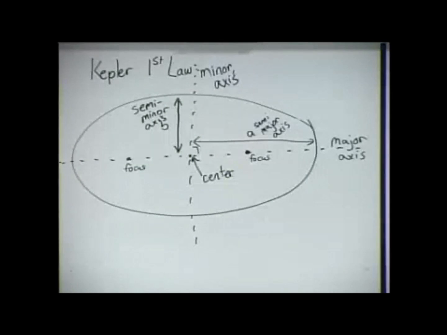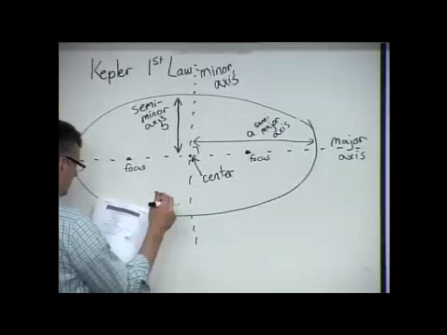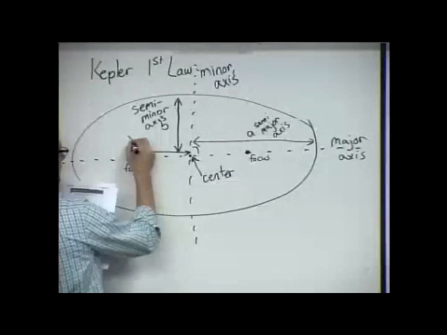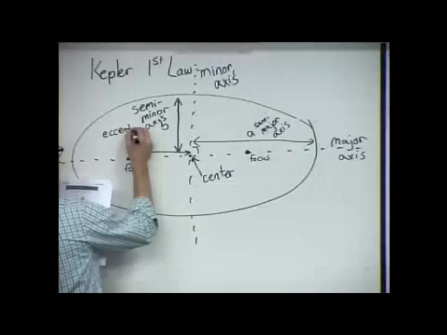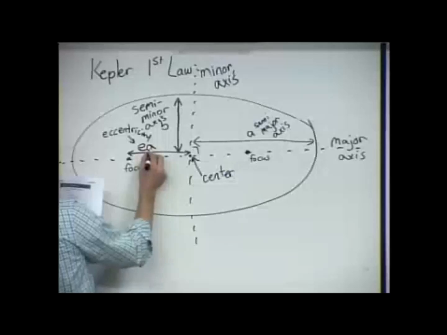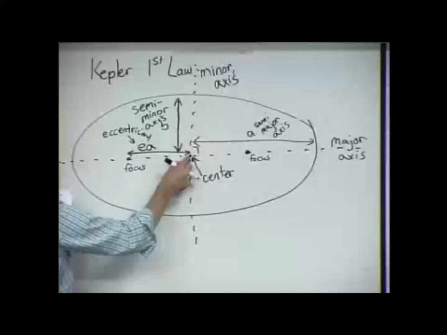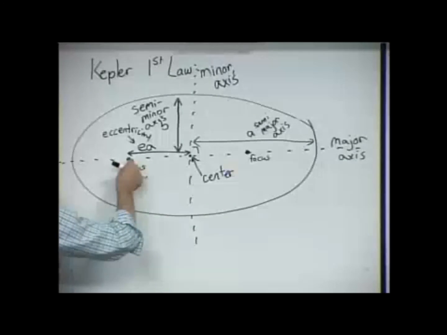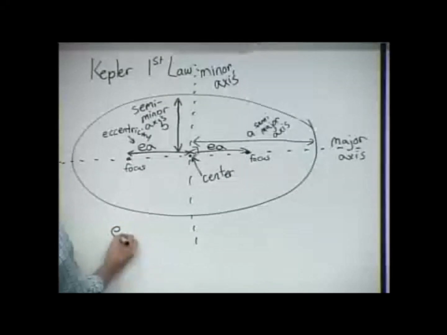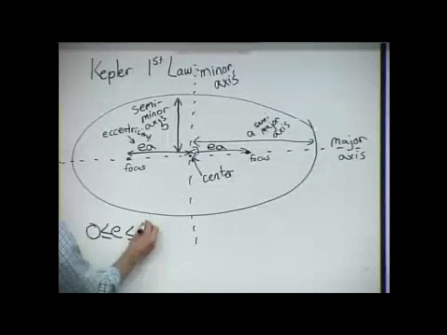If you have a measurement of the semi-major axis and the semi-minor axis, you also have a measure of the eccentricity. So eccentricity, e, is a unitless number, and when you multiply it by a, the semi-major axis, it tells you what fraction of the semi-major axis you have to travel down to get to the focus. So both of these foci are ea apart. e is always between 0 and 1.